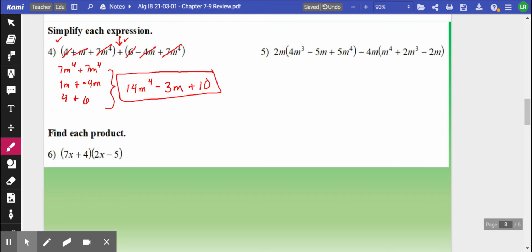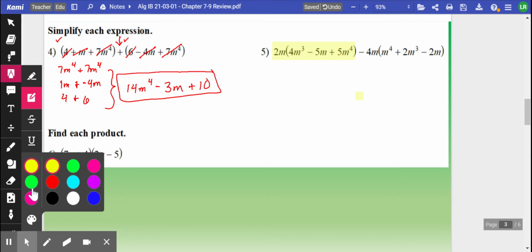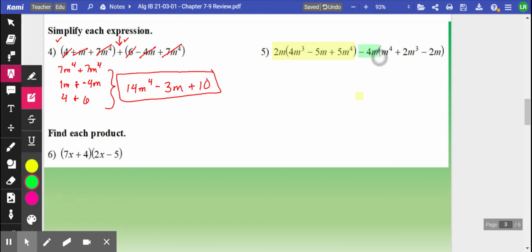Now, number 5, it does have that minus sign in the middle, so I'm not making the big box like you see us do, the 2 by 2, 2 by 3. But I do have multiplication because I have a 2m in front of this parentheses, and I have a negative 4m in front of the second one. So really, I have two problems to take care of here. I have this one, and I have this one.